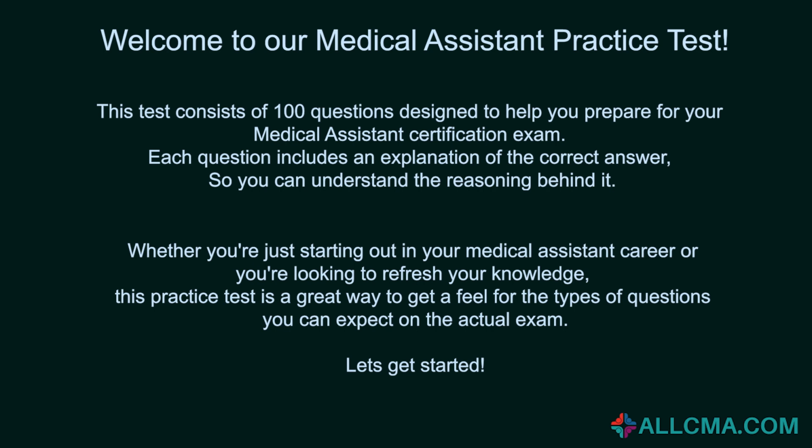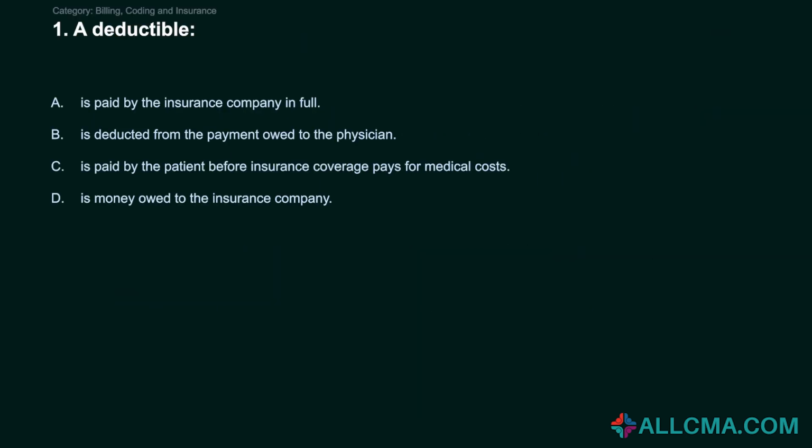Let's get started. 1. A deductible, A, is paid by the insurance company in full. B, is deducted from the payment owed to the physician. C, is paid by the patient before insurance coverage pays for medical costs. D, is money owed to the insurance company.